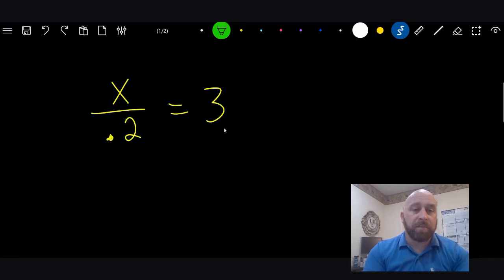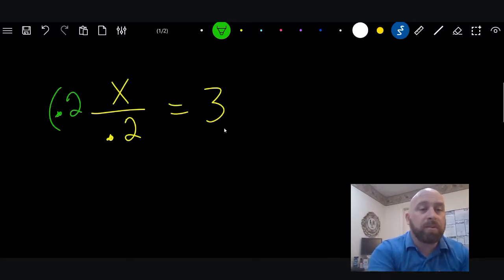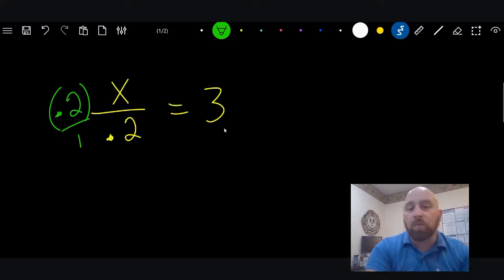Fractions mean division, so we're dividing. So if we divide by 0.2, then we have to multiply by 0.2. Now watch this. And you could do it over 1 if you want to, which is fine because you're actually doing a fraction. Now watch what happens. This is going to cancel, and so everything becomes 1 over here.